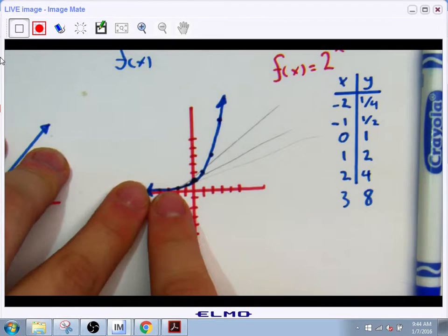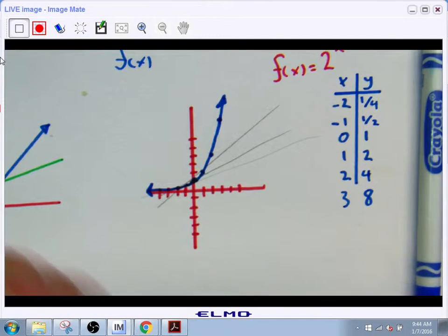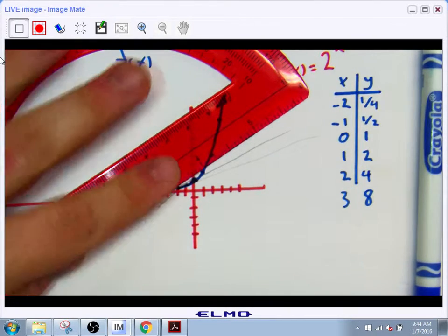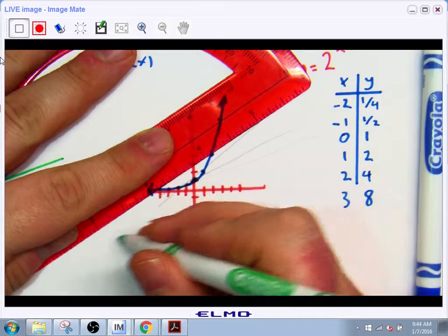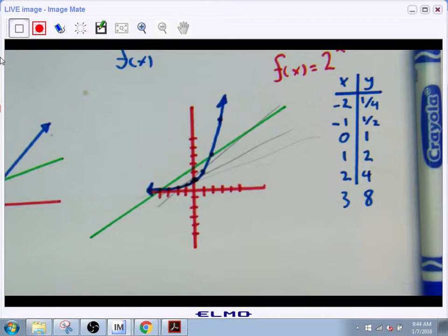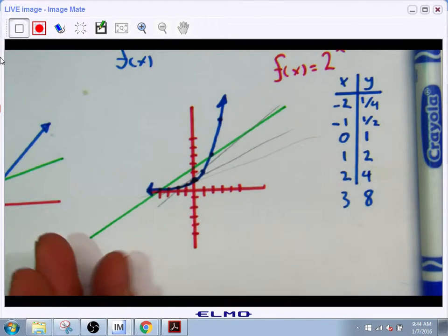So if I were to look at something like this and compare it to, say, a linear equation. Let's say I had a line that went like this. And I asked you, what had the greater rate of growth? The blue line or the green line? Alessandro? Yeah, the blue is going to keep doubling and doubling.